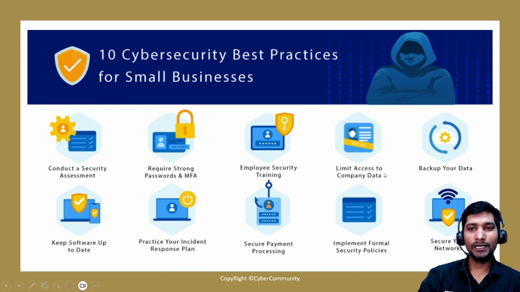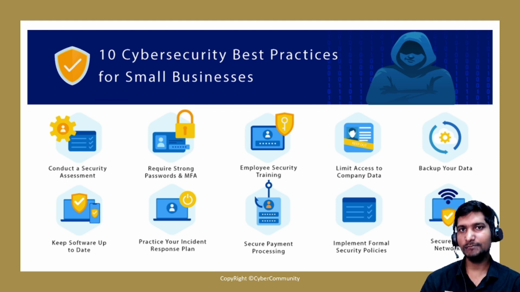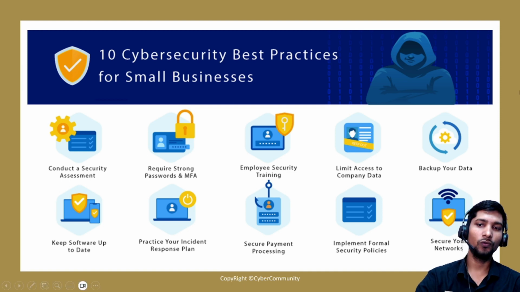Limit access to company data. Only those users who require it should have that type of access. For this, the IAM, identity and access management team, is already in place. So when a particular user is trying to get data which is not available for him, an alert should come to the security team that this is the person who is trying to get this data. Why is he trying to get this data? Just ask him. So this is what you can do.